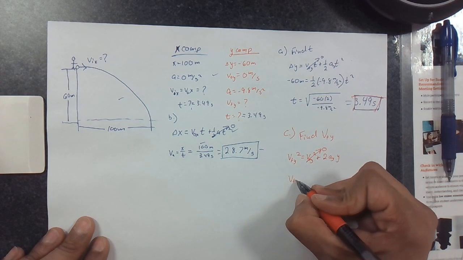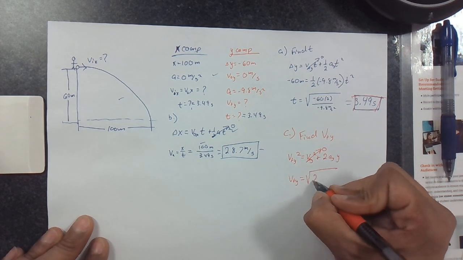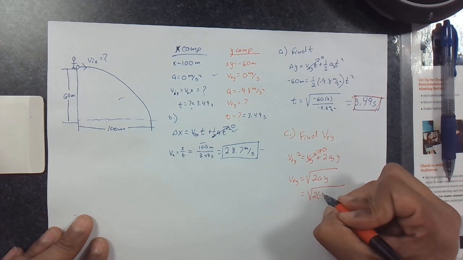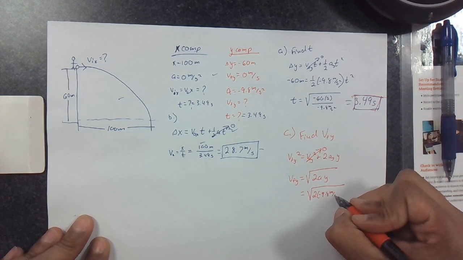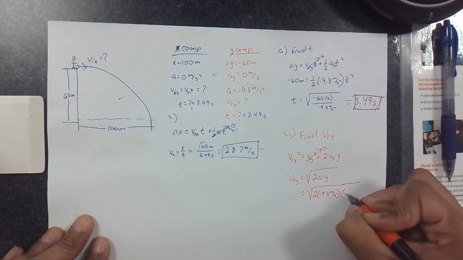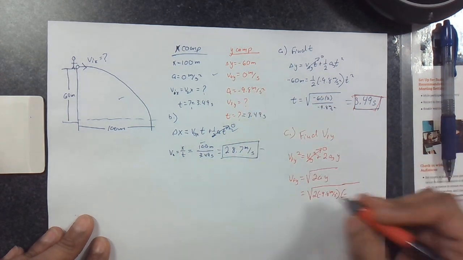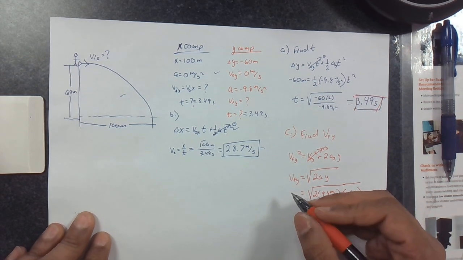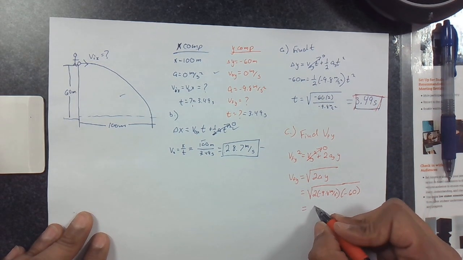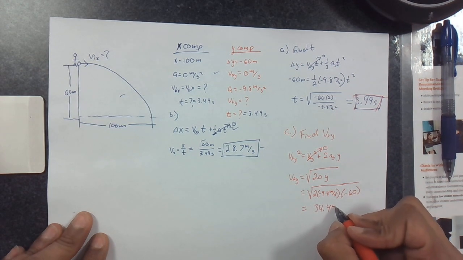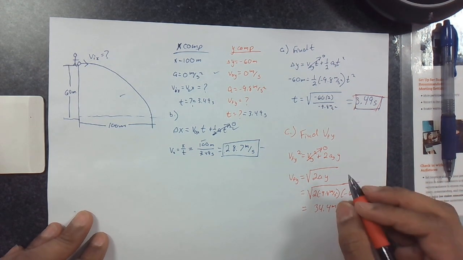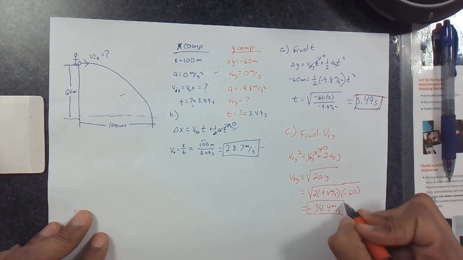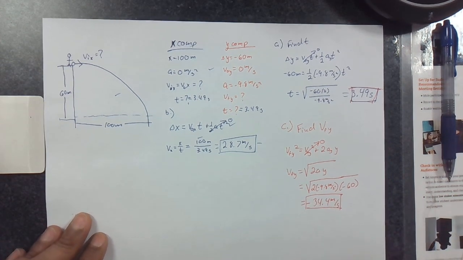So VFY will equal the square root of 2AY, which will equal the square root of 2 times negative 9.8 meters per second squared times negative 60, which gives us a final velocity of 34.4 meters per second, but it's going downward, remember, plus or minus. Using your logic, you get negative 34.4 meters per second.